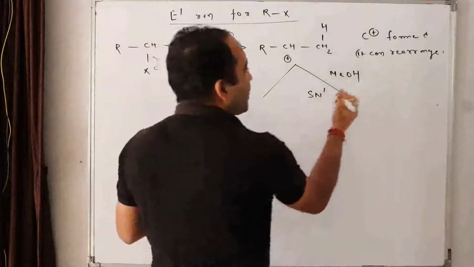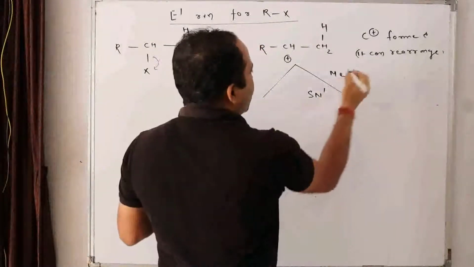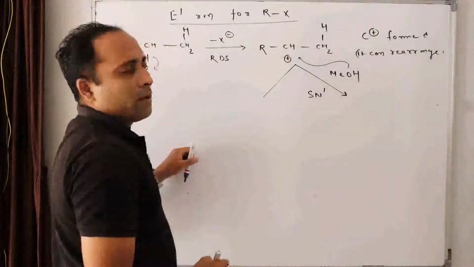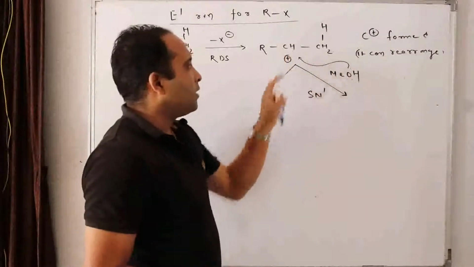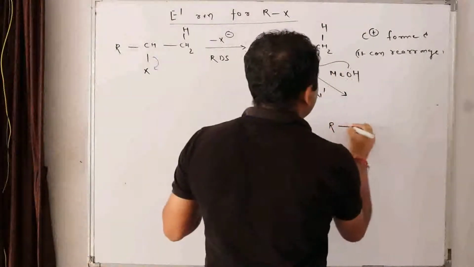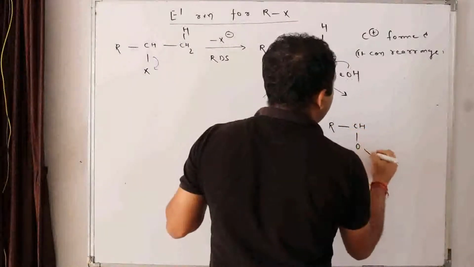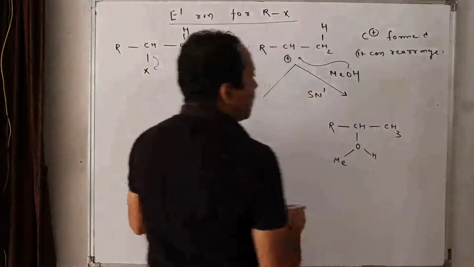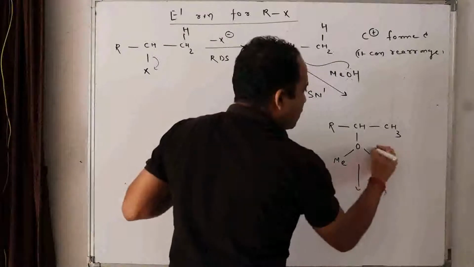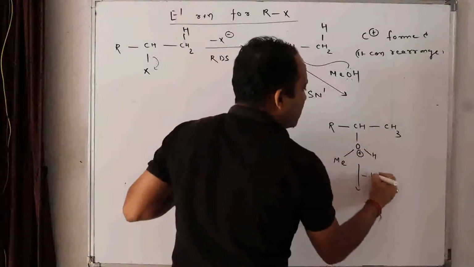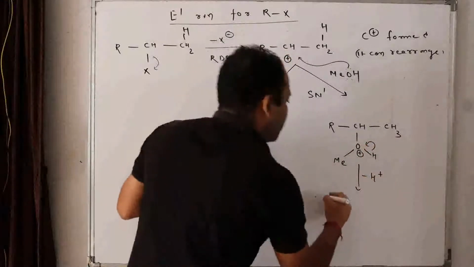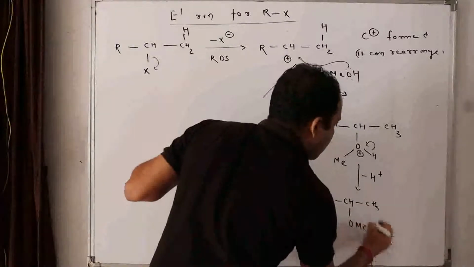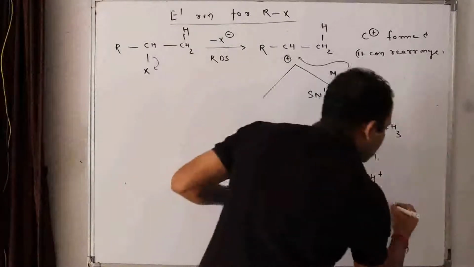Why? Here SN1 reaction will occur. And what will happen? In the SN1 reaction, these electrons will attack this carbon. What is formed here? R-CH-O(H)Me with CH3. Now, the H plus can fire out. Now, what is left here? R-CH(CH3)-OMe. So, this is the SN1 product. Do you know this is the major product?